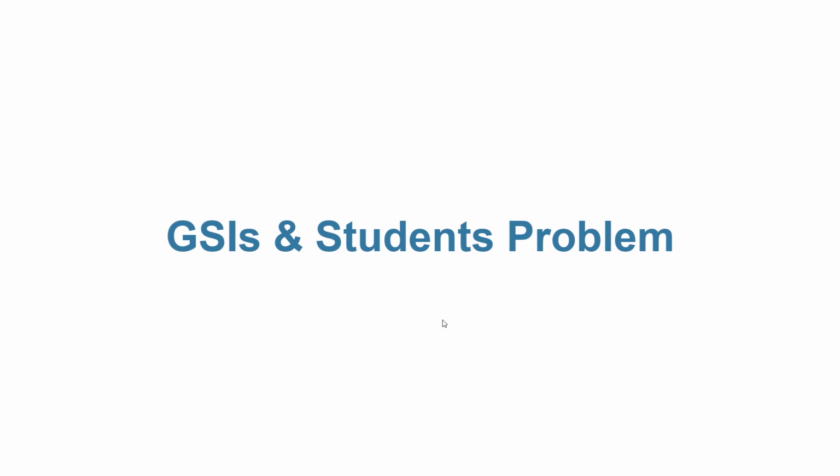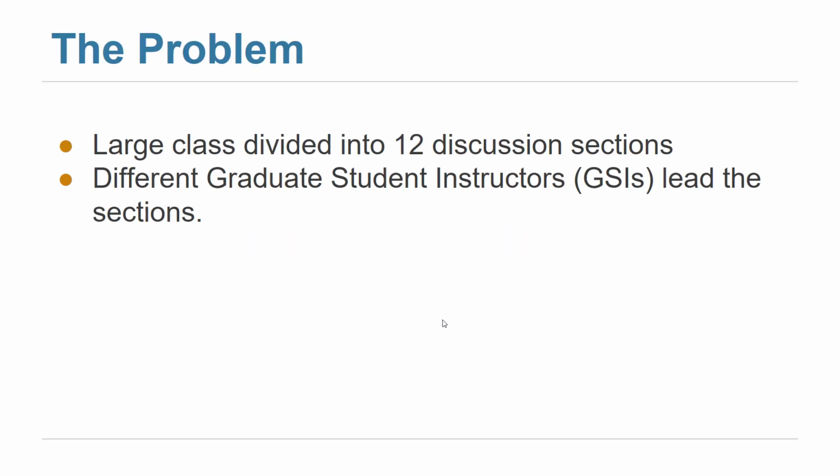So now let's see if it is always clear that the data and the model are consistent or inconsistent, and when can we be uncertain and what should we do in this case. Let's look at another example, which is the GSIs and student problem. So what is this problem?